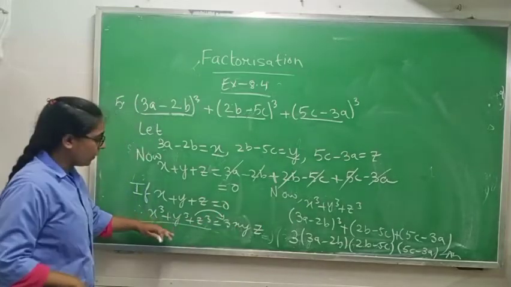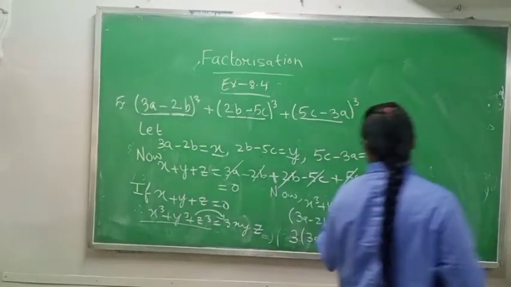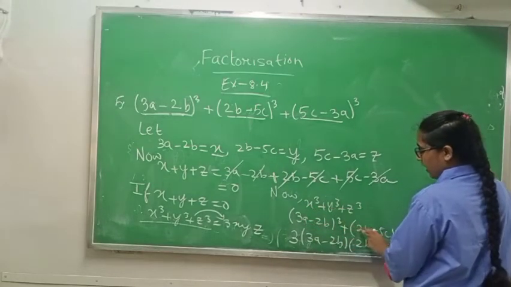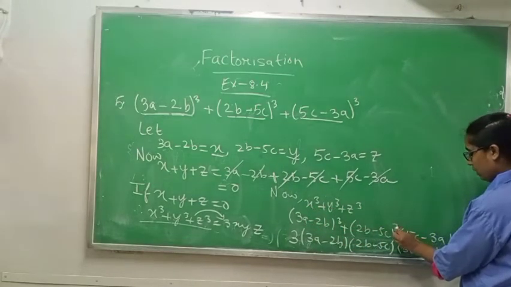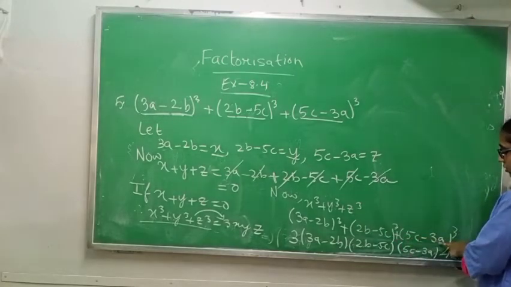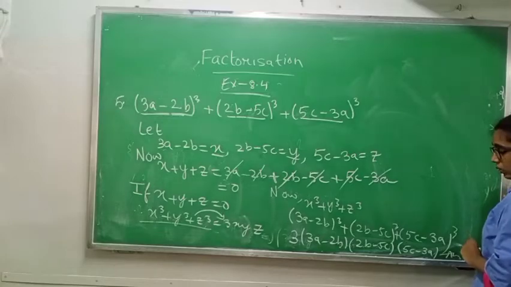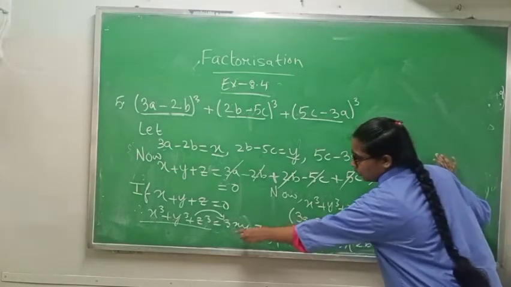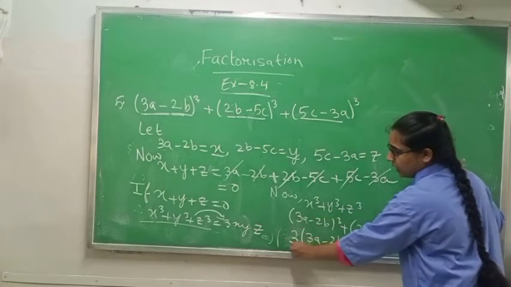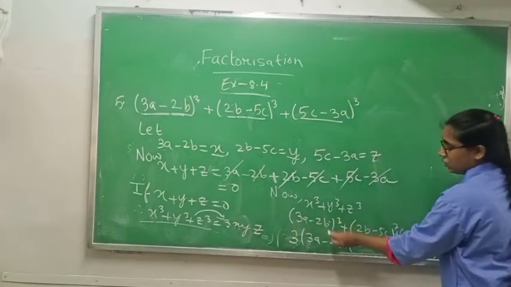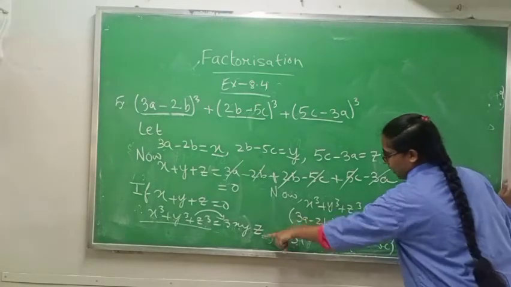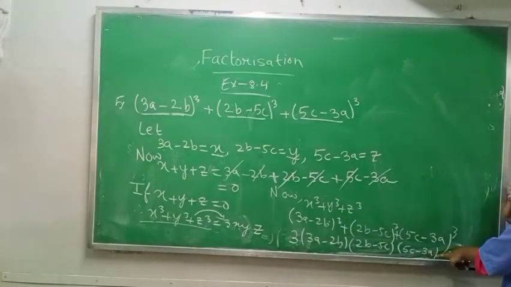Now I am taking x cube plus y cube plus z cube. x is (3a minus 2b) whole cube, y is (2b minus 5c) whole cube, I forgot to give it, and z is (5c minus 3a) whole cube. Now I told you that x cube plus y cube plus z cube equals 3xyz. So write 3, in place of x 3a minus 2b, in place of y 2b minus 5c, in place of z 5c minus 3a.